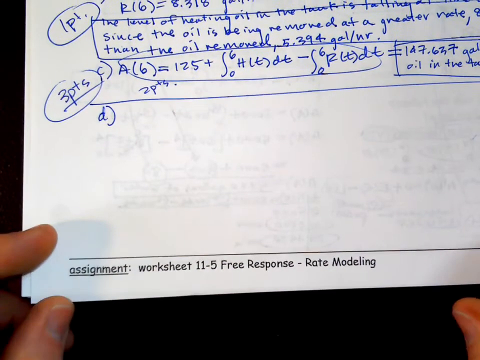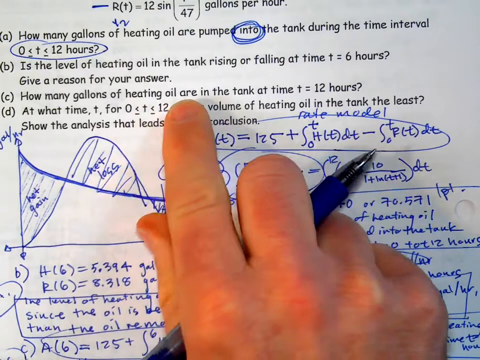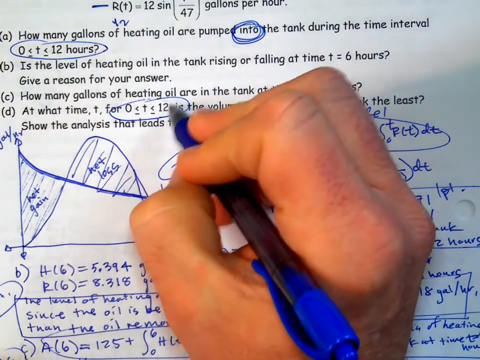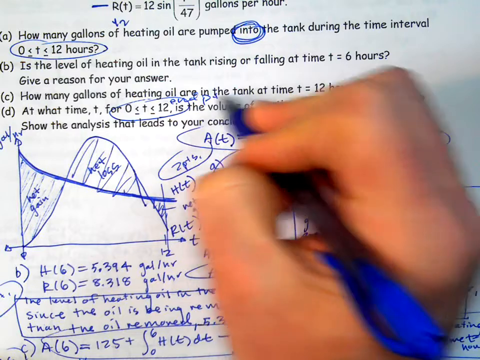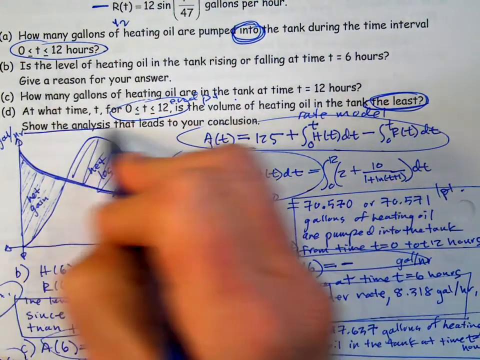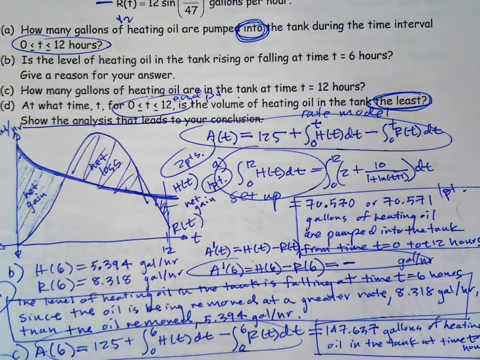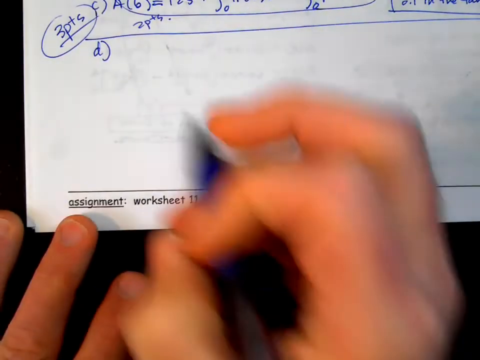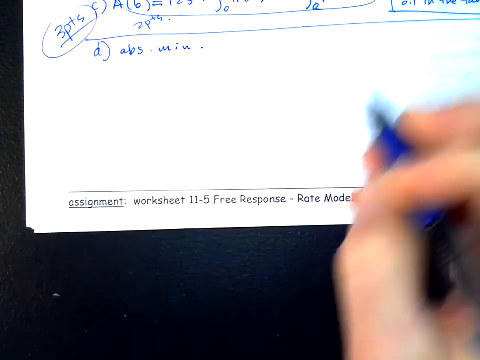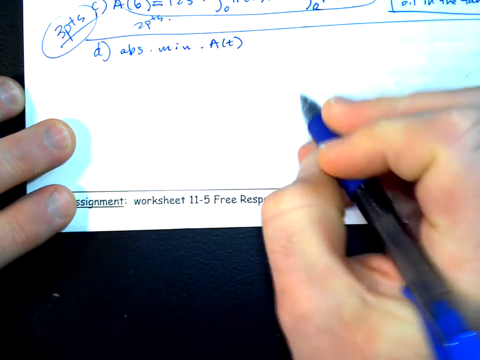And then part D is a really common question too. Part D says how many gallons of heating oil at what time T for 0 to 12, so those are your endpoints, is the volume of the heating oil in the tank the least? Show the analysis that leads to your conclusion. So this is extreme value theorem. We're looking for the absolute minimum, the least. So we're looking for absolute minimum of the amount.